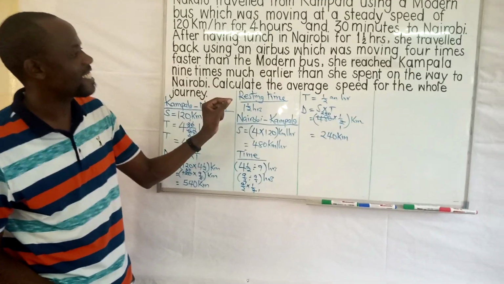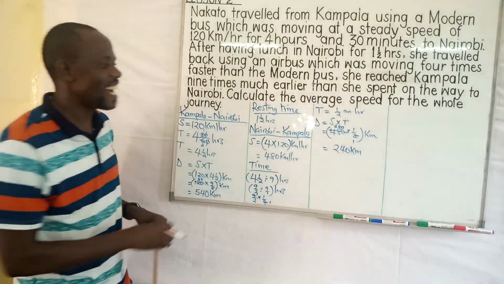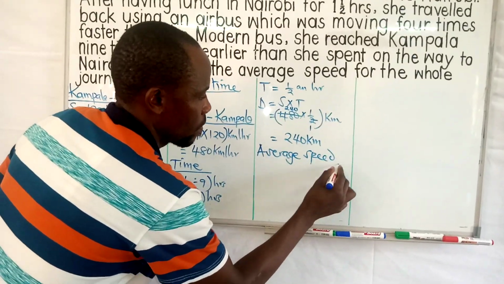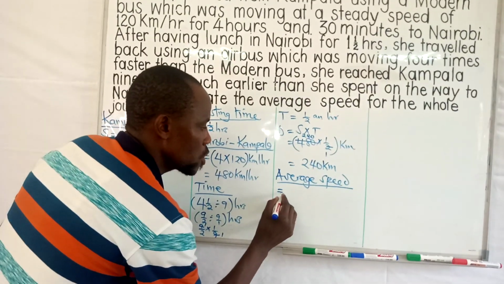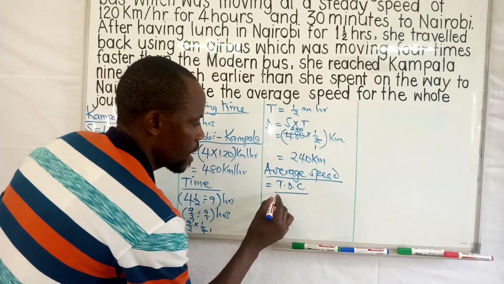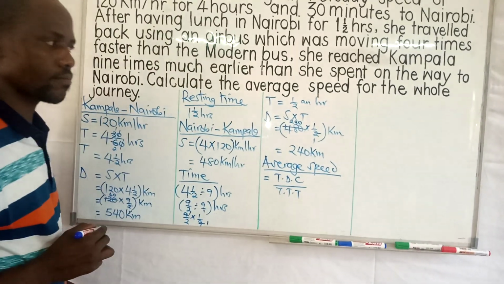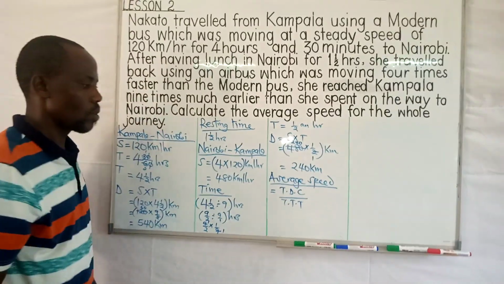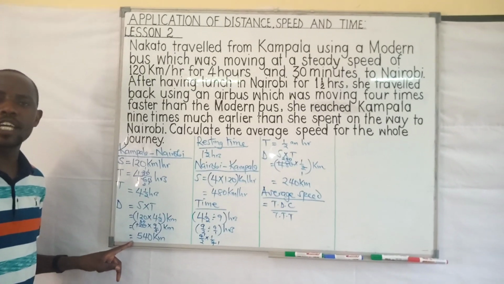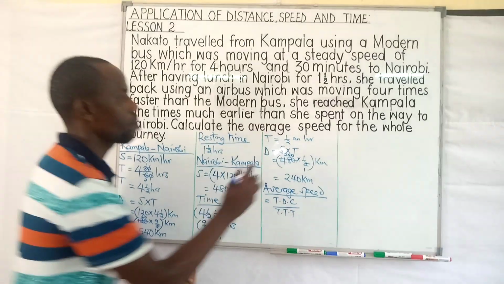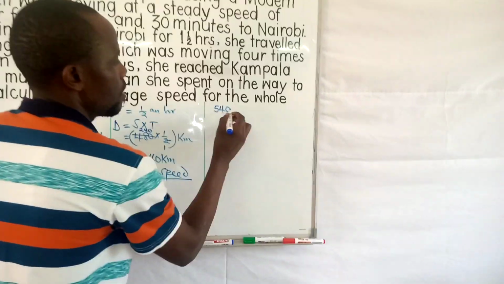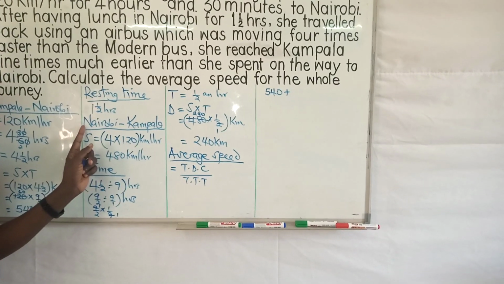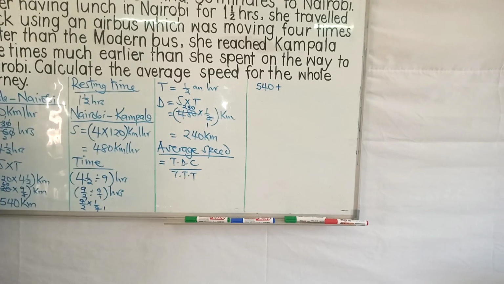The question requires us to get the average speed for the whole journey. And now we go head on for average speed for the whole journey. Average speed is got by total distance covered out of total time taken. The question is, what is the total distance covered? The total distance covered, we shall have 540 kilometers, that is Kampala to Nairobi, plus, coming back, Nairobi back to Kampala, the distance is 240 kilometers.